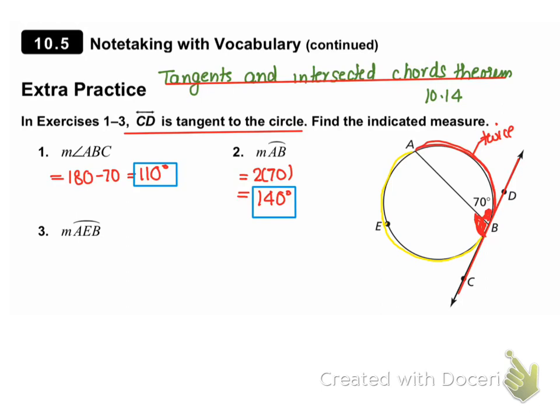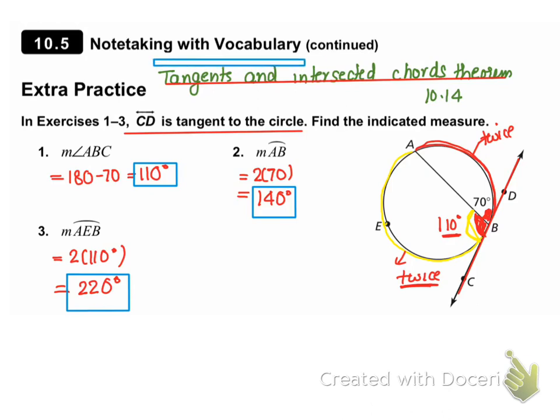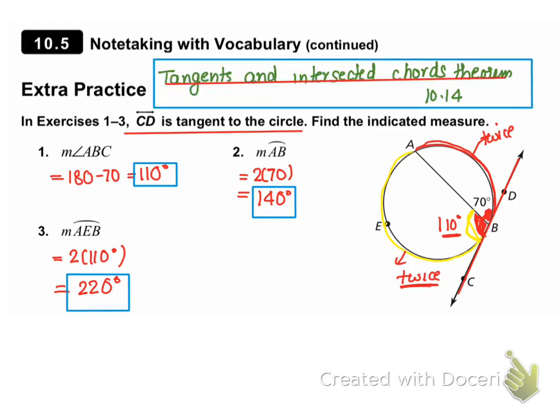You can find it the same way if you know this angle. That angle we already got in question number 1, that is 110. So this arc is always going to be twice that angle, or you can say the angle is half of the arc. So it's going to be 2 times 110 degrees, and that's going to be 220 degrees. And all 3 questions involve which theorem? The tangent and intersected chord theorem 10.14 from this section. Let's move to the next problems.